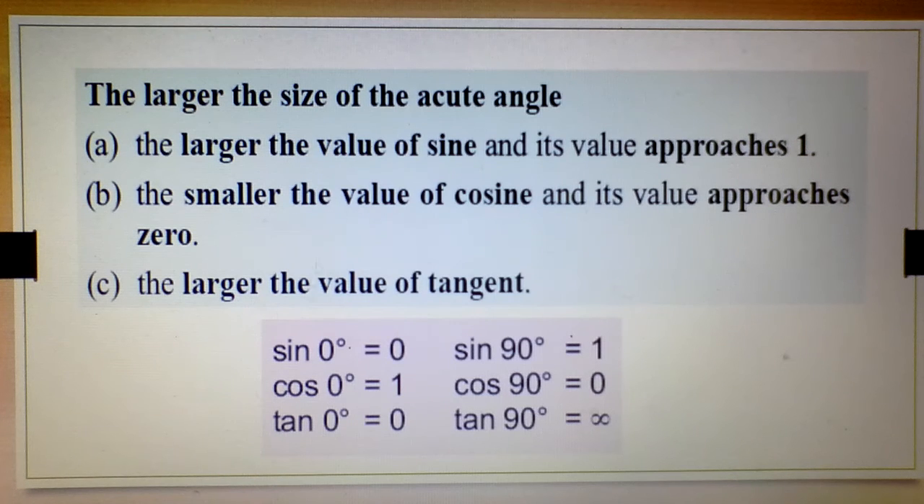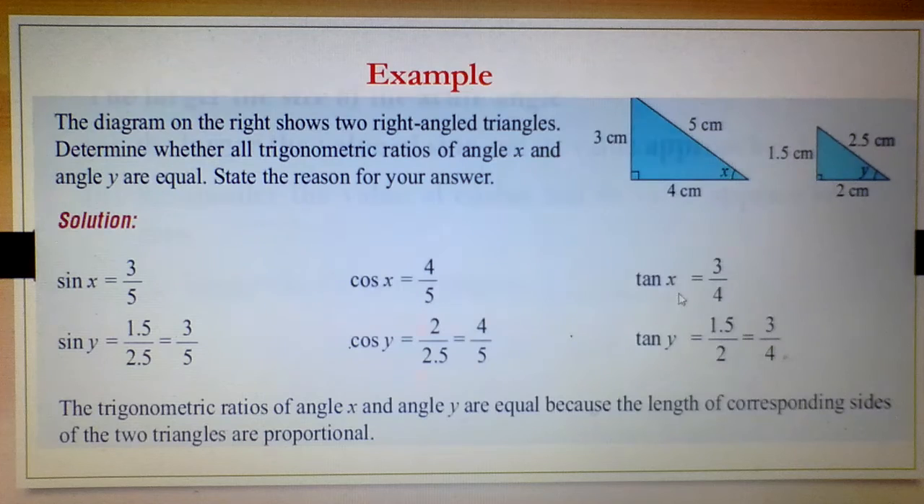Okay, for cos, the larger the angle, the smaller the value of cosine, and its value approaches 0. You see, cos 0 equals 1, cos 90 equals 0, meaning when theta increases, the value of cos decreases and becomes 0 when the angle becomes 90 degrees. For tangent, 0 is 0, it increases, but at 90 degrees it becomes undetermined. The value is infinity. Okay, this is how it changes, depending on the value of the angle.